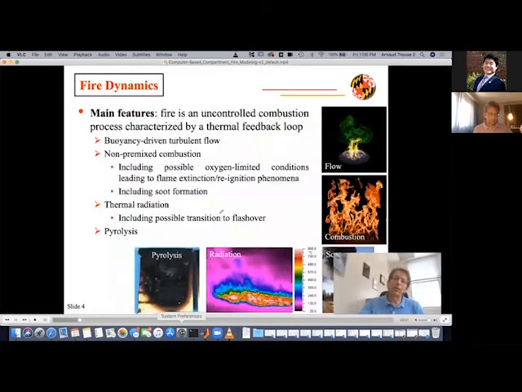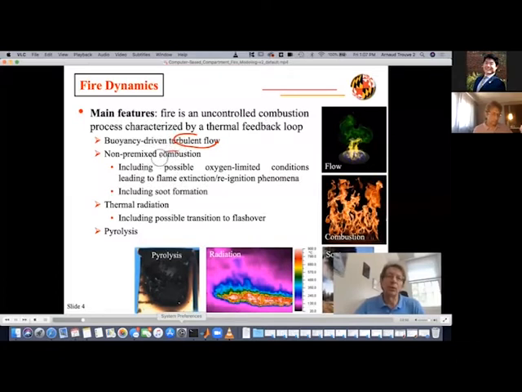All right, this is a rather brief introduction. Some of the main ingredients in fire dynamics are presented here. So first, the flow is buoyancy driven and is turbulent. And this flow aspect is important because it controls the mixing between the flammable vapors and surrounding air, and also the mixing of the combustion products with the surrounding gas environment of a fire.